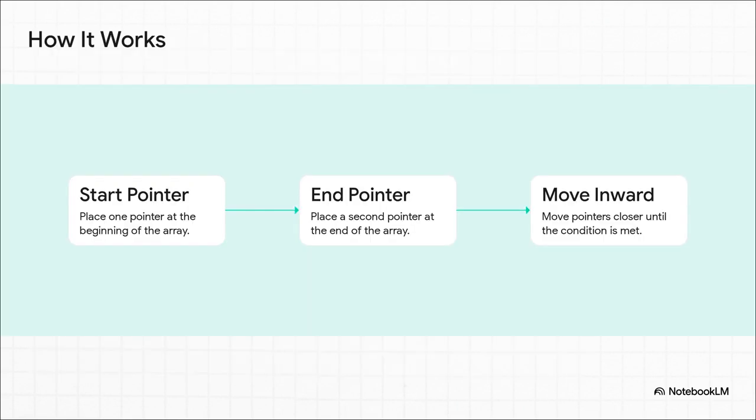Think of it like this. You're in a huge library, looking for two specific books on one very, very long shelf. Instead of you starting at one end and checking every single pair of books yourself, what if you and a friend started at opposite ends of the aisle and just walked towards the middle? It's that exact same logic. Start at the beginning, start at the end, and then move inward based on what you find.